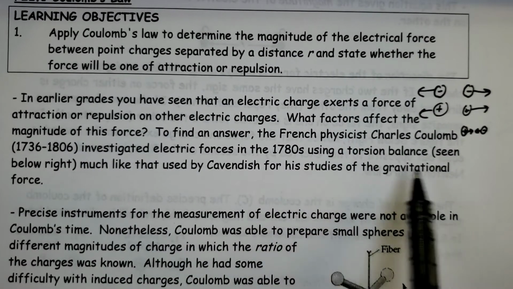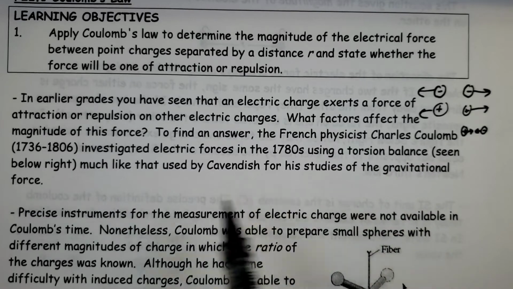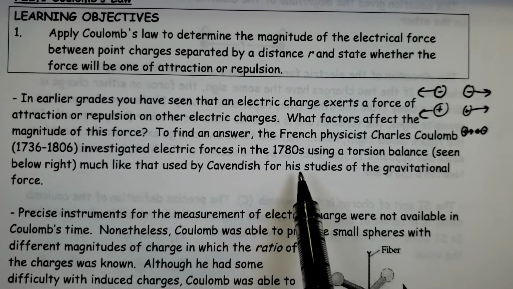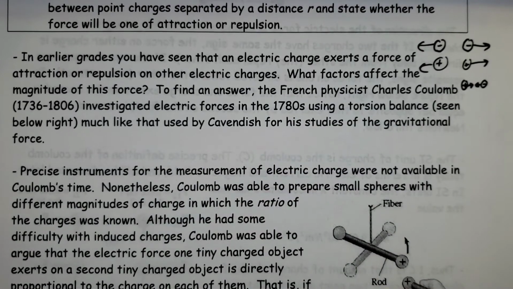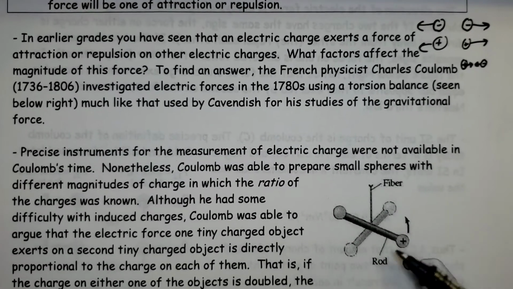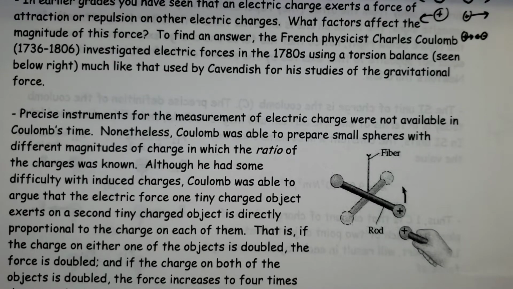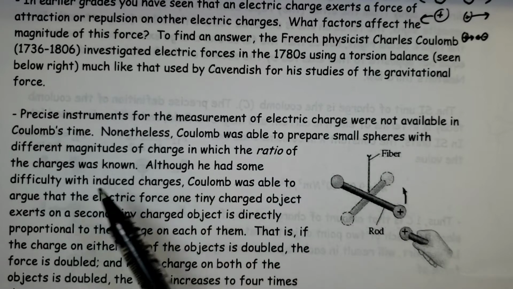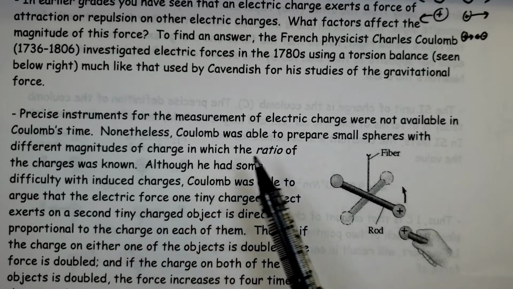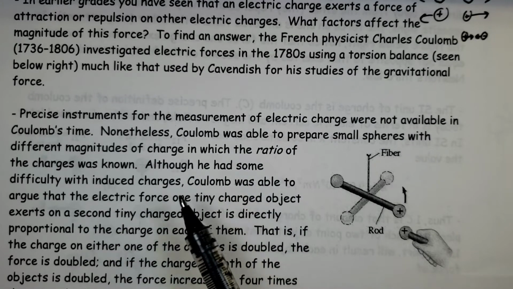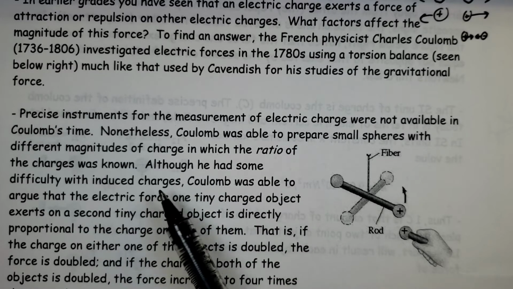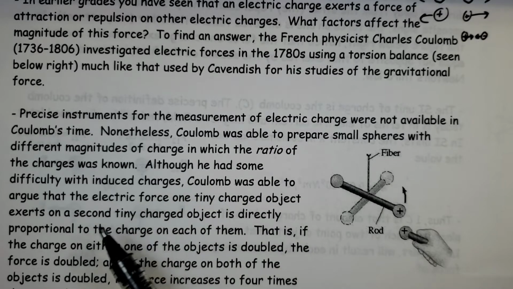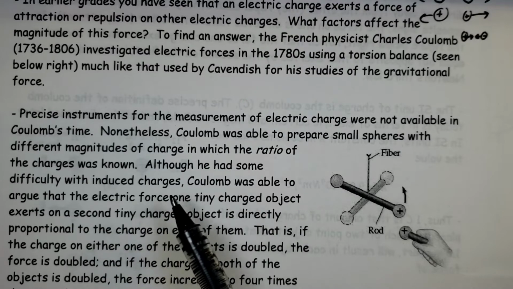To find an answer, the French physicist Charles Coulomb investigated electric forces in the 1780s using a torsion balance seen below right. You can see that it's very similar to the Cavendish experiment, if you take a quick look at this schematic here. Precise instruments for the measurement of electric charges were not available in Coulomb's time. Nonetheless, Coulomb was able to prepare small spheres with different magnitudes of charge in which the ratio of the charges was known. So, for example, does one sphere have double the charge or triple the charge of something else?